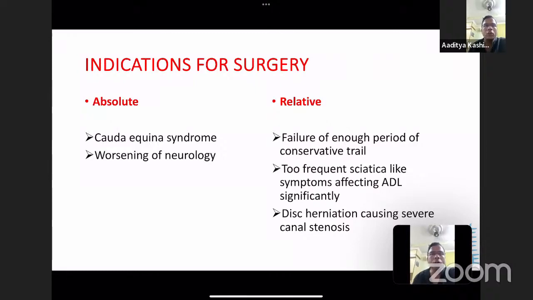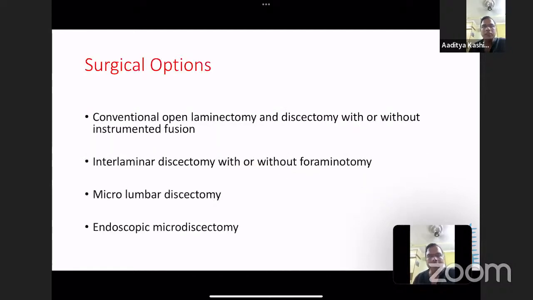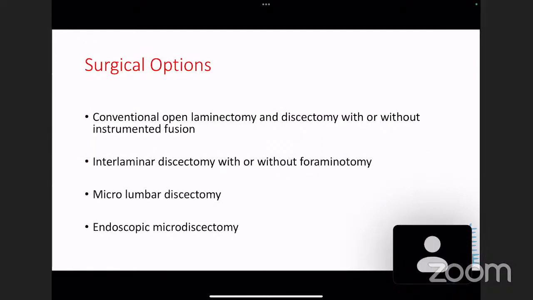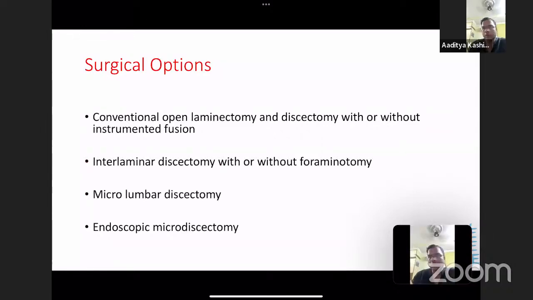As far as indications of surgery are concerned, absolute indications are acute cauda equina syndrome or worsening neurology. The relative indications can be failure of an adequate period of conservative trial, too-frequent sciatica-like symptoms significantly affecting ADL, and disc herniations causing severe canal stenosis. As for surgical options, we'll talk about this during our clinical case discussions also. It can vary from conventional open laminectomy and discectomy to endoscopic microdiscectomy.